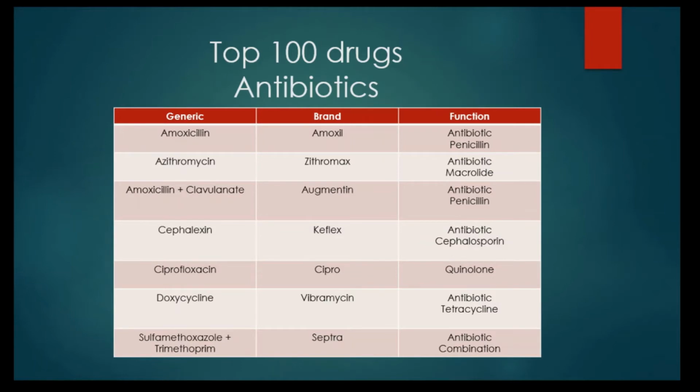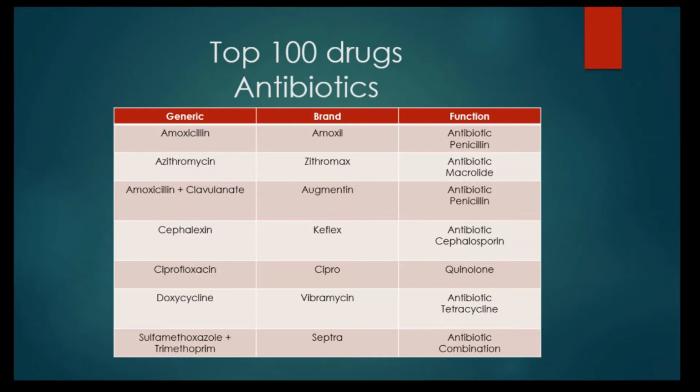Next we've got commonly used antibiotics. We've got amoxicillin, brand name is Amoxil, and this is a penicillin. Next we've got azithromycin, brand name is Zithromax, and it is a macrolide. Next we've got amoxicillin mixed with clavulanic acid, brand name is Augmentin, and this is also a penicillin. Then we've got cephalexin, brand name is Keflex, it's a cephalosporin.